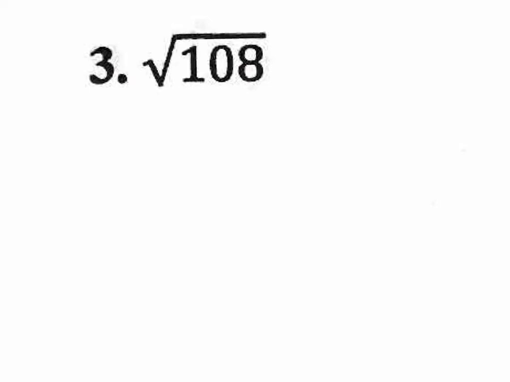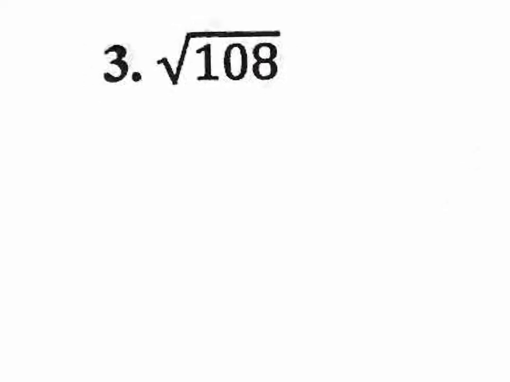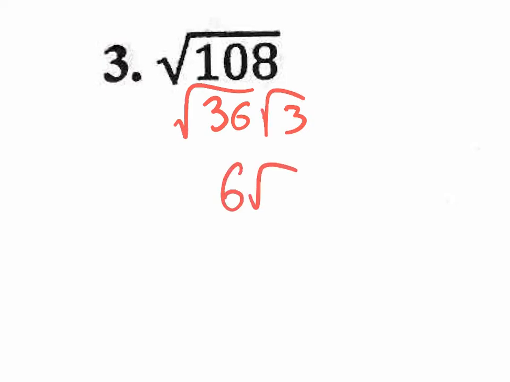Now, you guys are able to use calculators. All you got to do is take the 108 and divide it by one of those perfect square numbers. Try to divide by 49, it's not going to work. Try to divide by 36, it'll work. It'll be 3. So if you go 36 times 3 and then split the root, 6 square root of 3 is your answer. You're done.